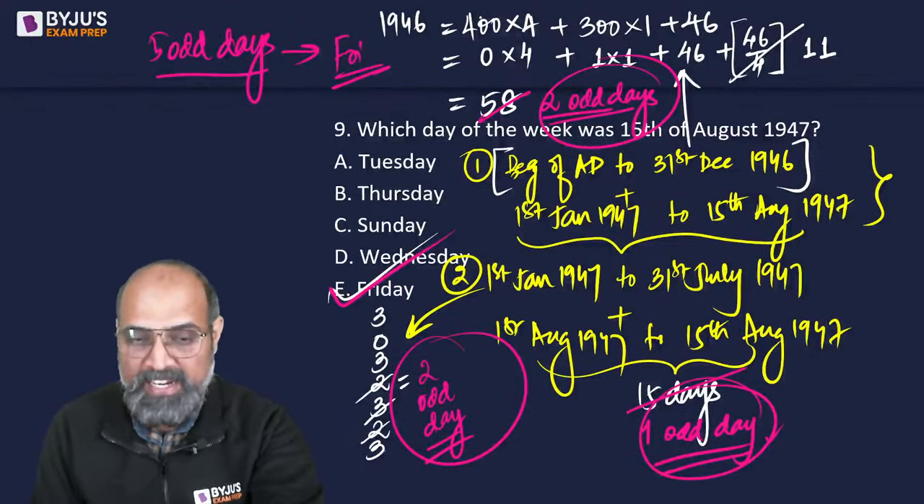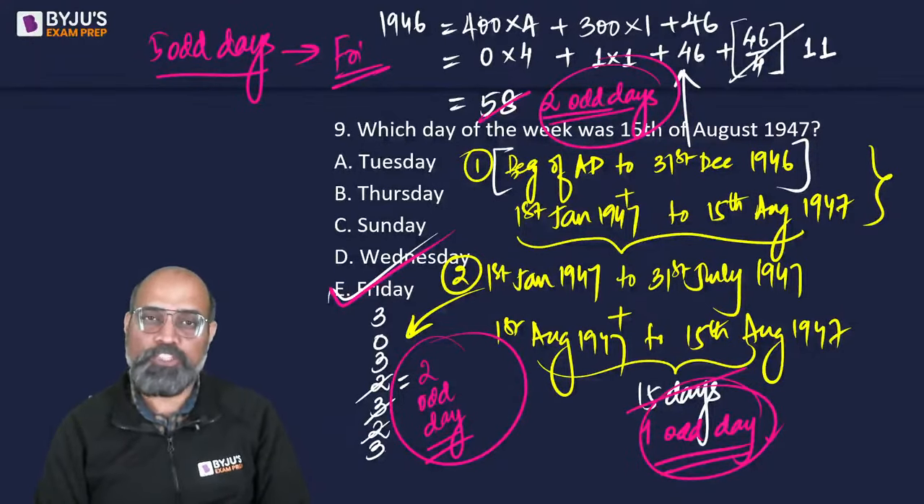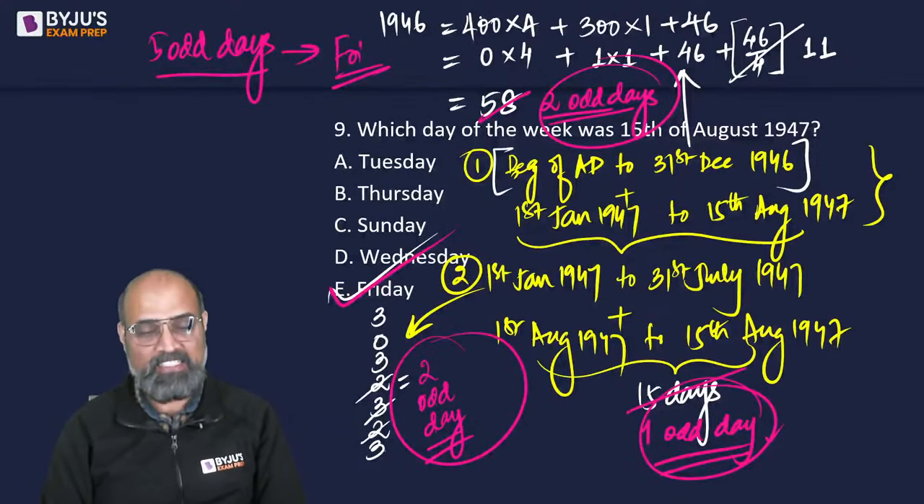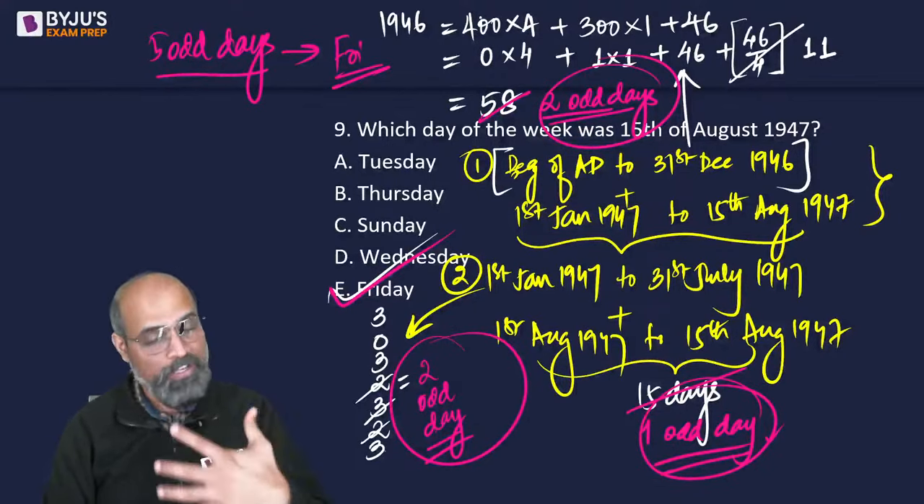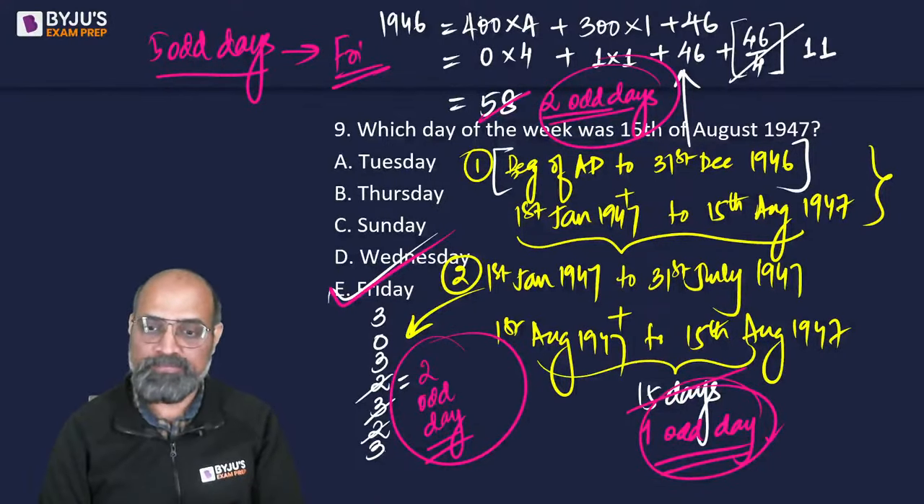So, like I said, I really don't like these types of questions because they are not quick. They take some time and you will have to be very fluent in all the three tables. Okay?